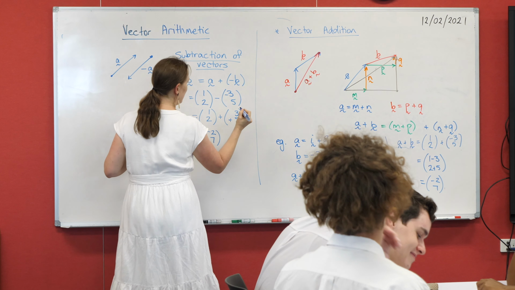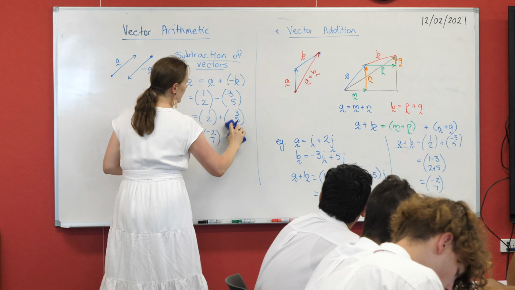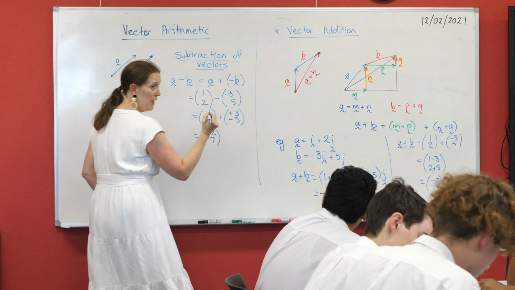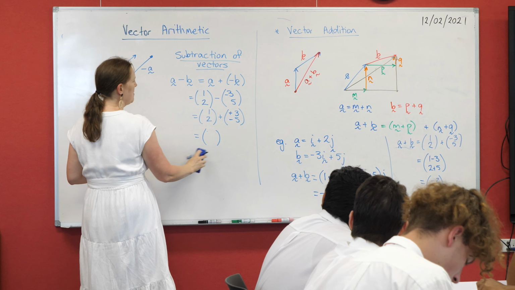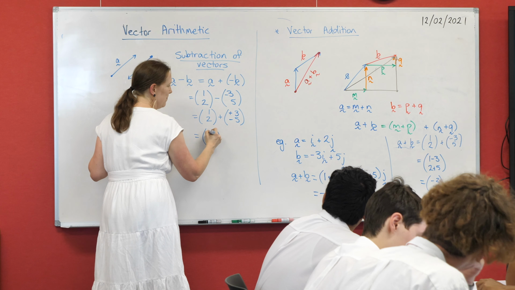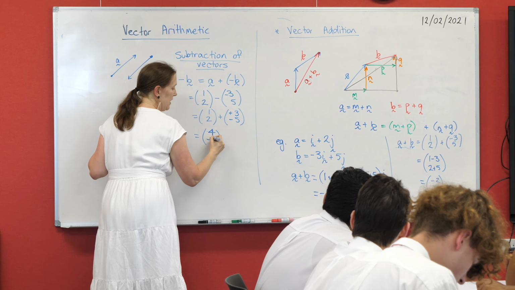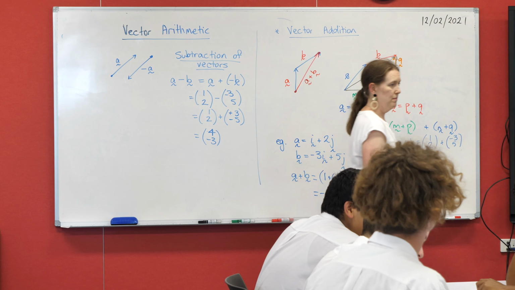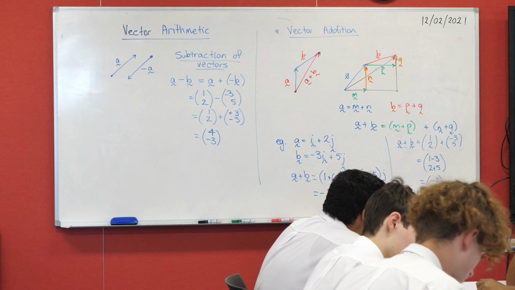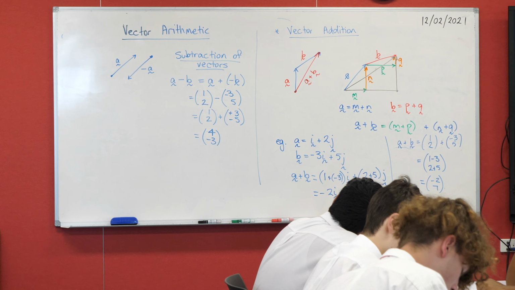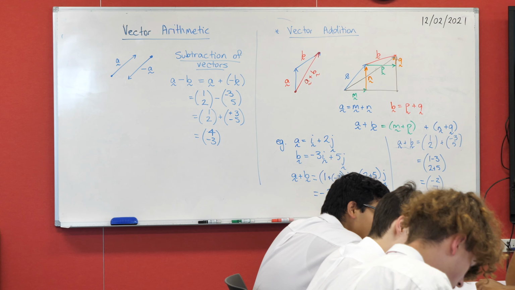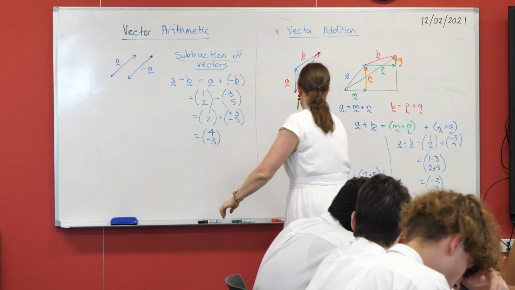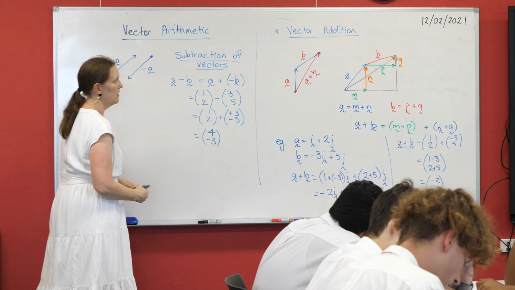No, other way around. Plus 3 minus 5. Got it? No, it's not meant to be the same. What do we get? 4 and minus 3. So have a look. It is different. Let's have a look graphically why we would expect it to be different.